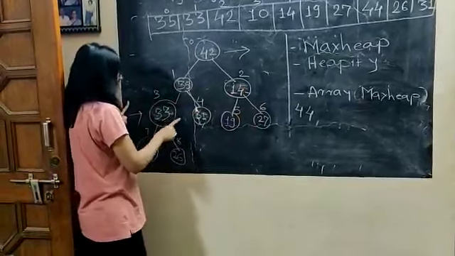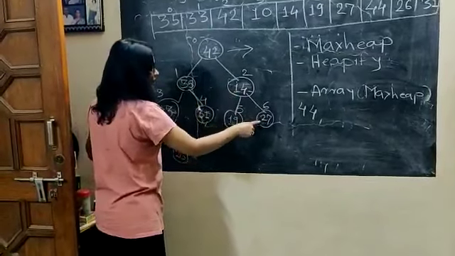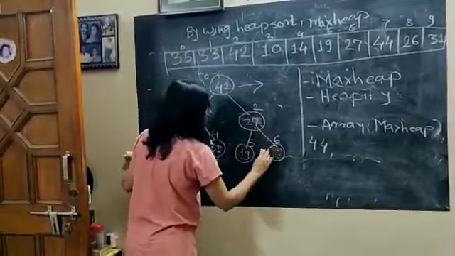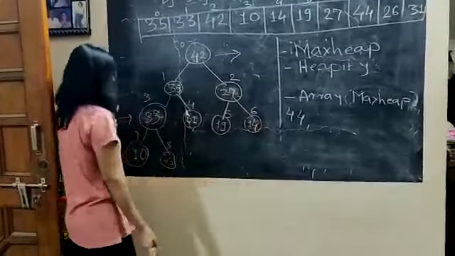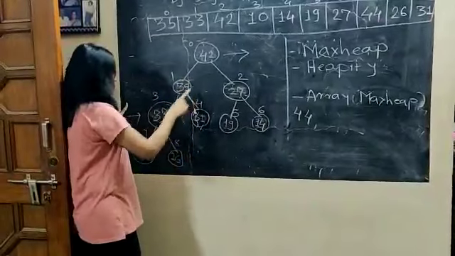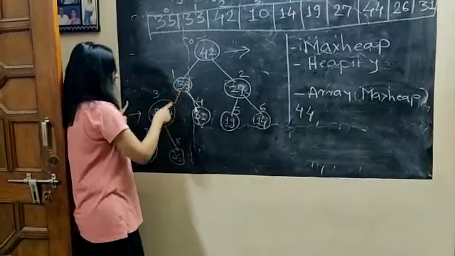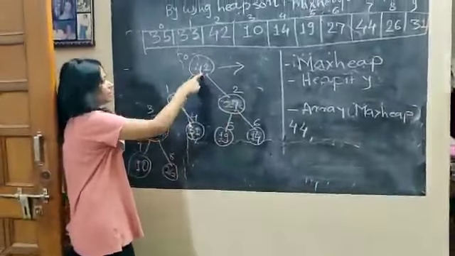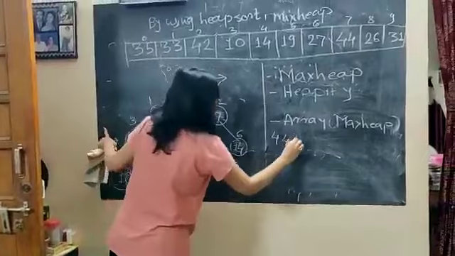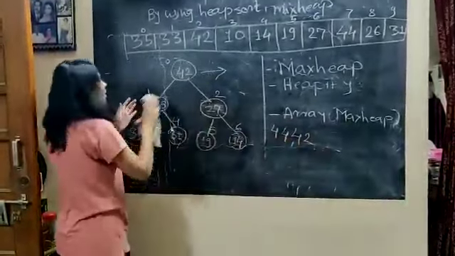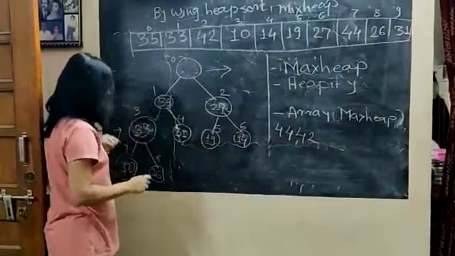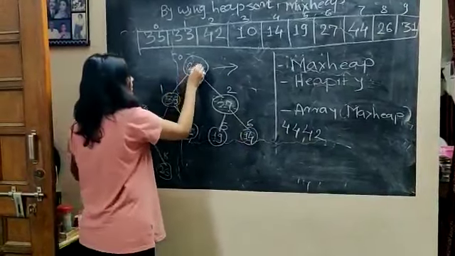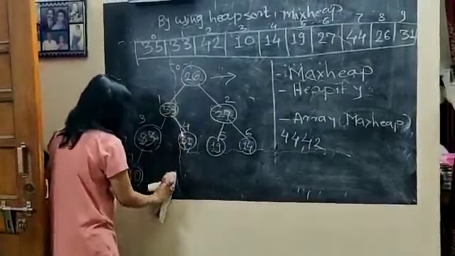Now again check. Now we have to do the swapping over here because 27 and 14 are mismatched. So here comes 27, here comes 14. Now this is the balanced tree, because 33 is greater, 35 is greater, 27 is greater and 42 is greater. So we will take out the root node in the array, that is 42. Again you will replace this root node by the number present at the last location, that is 26. So you will remove this branch from here.